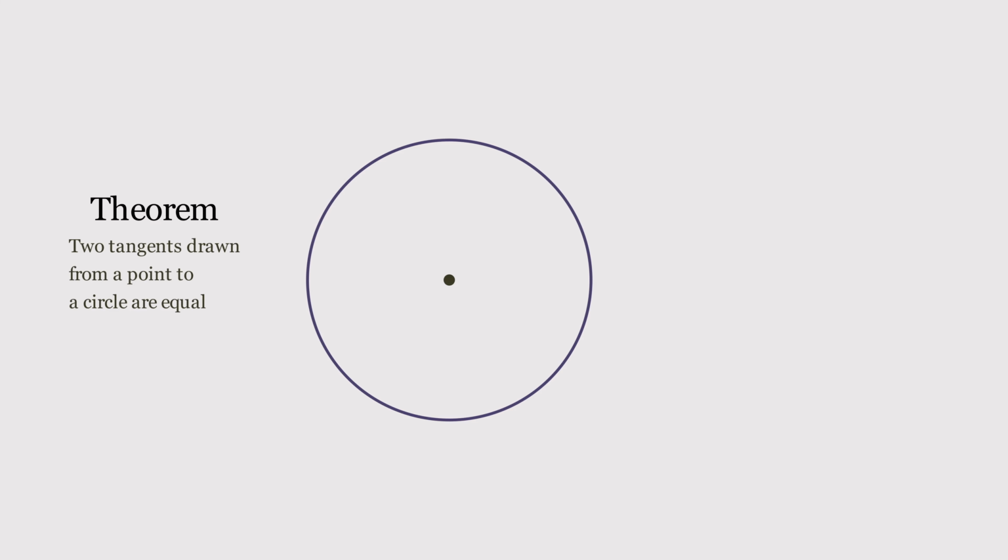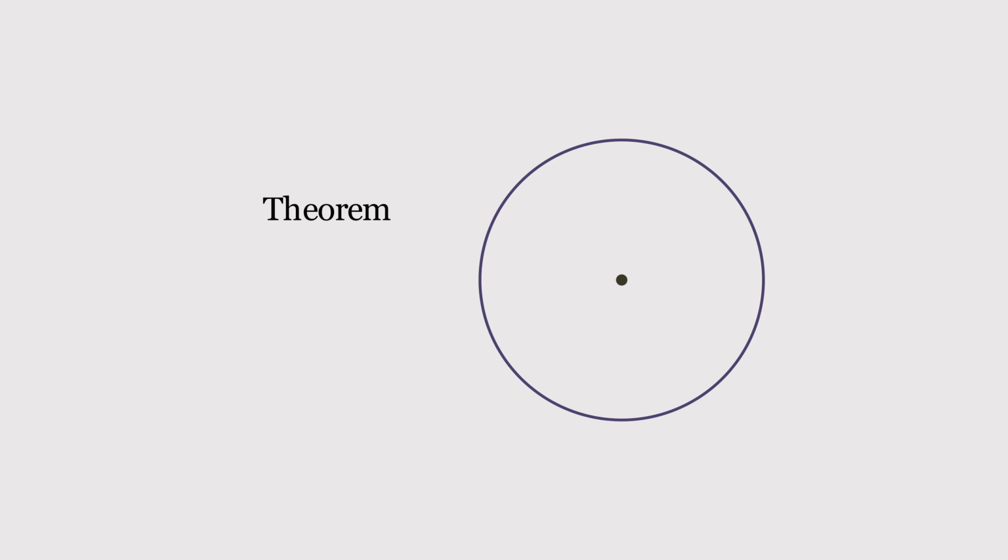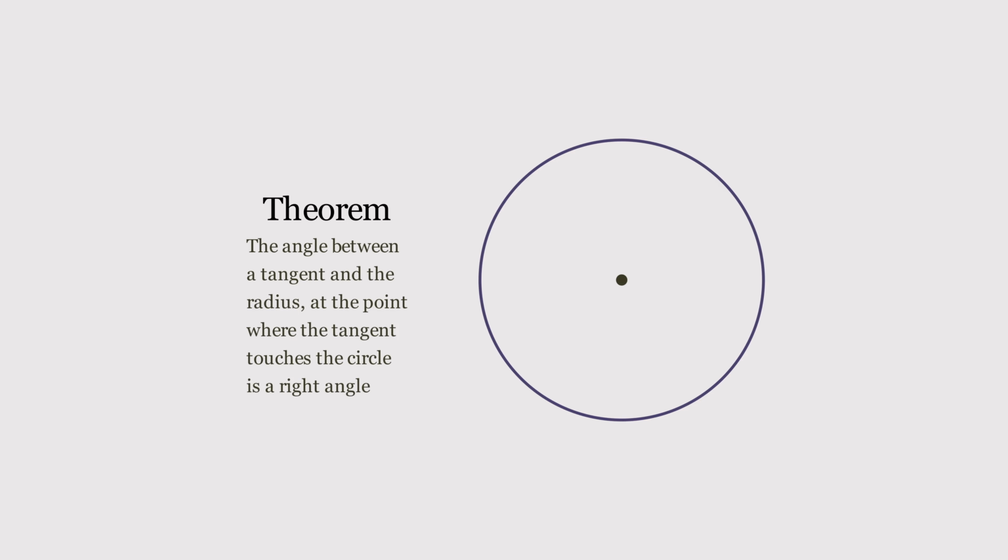The next theorem says the angle between a tangent and the radius at the point where the tangent touches the circle is a right angle. This is also straightforward. If you have a tangent to a circle and you draw a radius that meets exactly at the point where the tangent meets the circle, you have a 90-degree angle between the radius and the tangent.